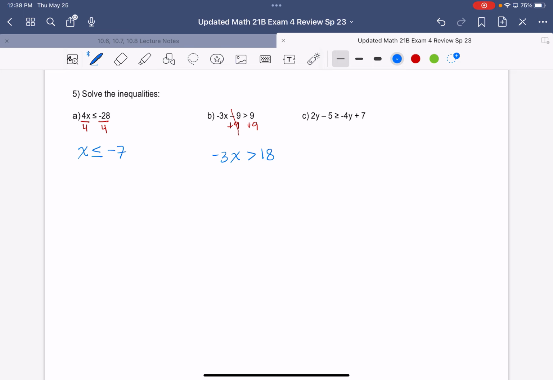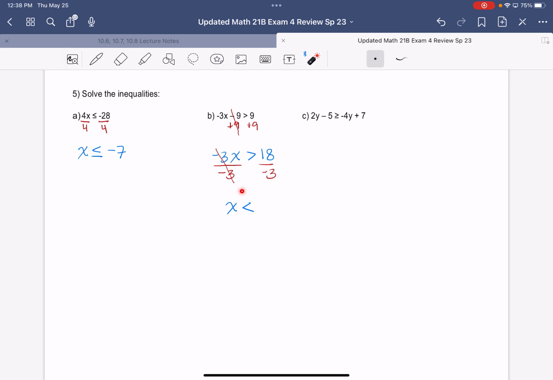So we're getting closer to getting x alone. Lastly, to get x alone, we divide both sides by negative 3. So those negative 3's cancel. So x is what? Less than. Be careful here. Notice the sign flipped. Why did the sign flip? We divided both sides by a negative number.